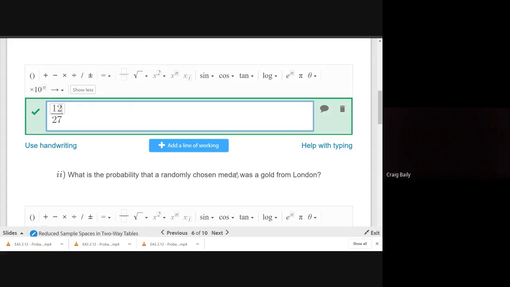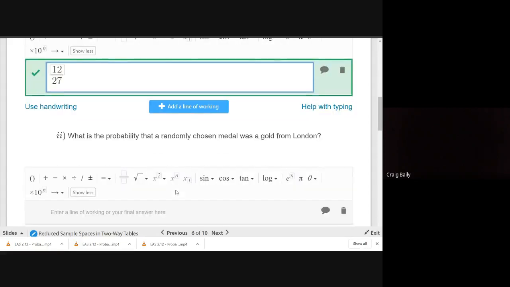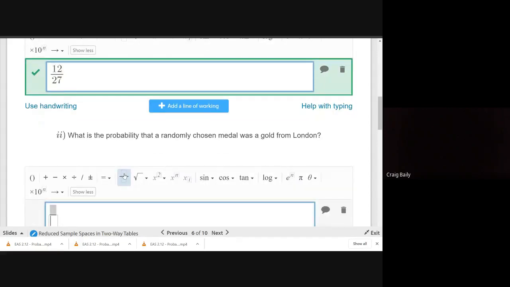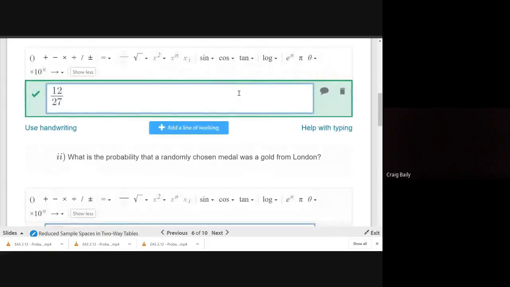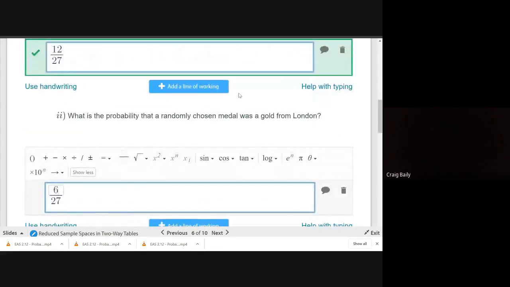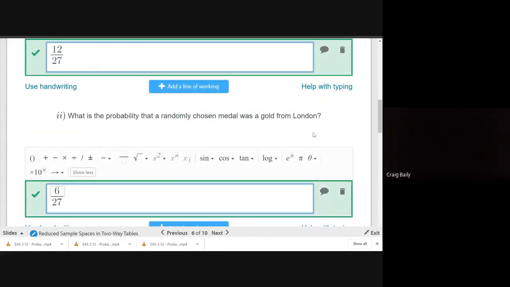Next, what is the probability that a randomly chosen medal is a gold from London? Once again, randomly chosen medal means we're talking about the denominator being 27, because randomly chosen will mean out of everybody. Now, gold from London. There were 6 of those, so 6 over 27 would be that probability.